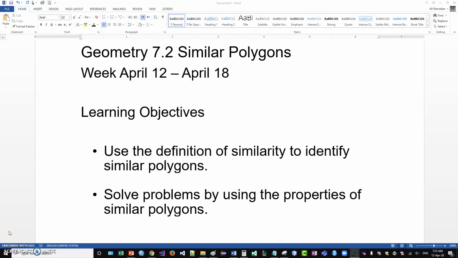Hello everybody, welcome to lesson 7.2 of geometry, similar polygons. Today's learning objectives are: use the definition of similarity to identify similar polygons, and solve problems by using the properties of similar polygons.